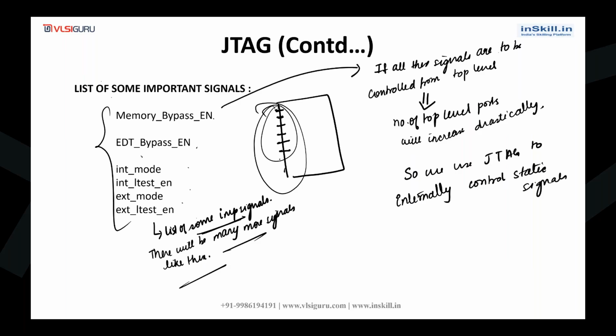So here I've kept a list of some signals. These are some important signals, and there will be many more like these. If all these signals are to be controlled from the top level, you're allocating a top level port for each and every signal, and the number of top level ports will increase drastically. So that's why we make use of JTAG to internally control those signals.